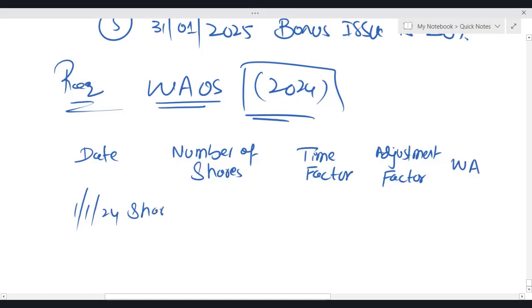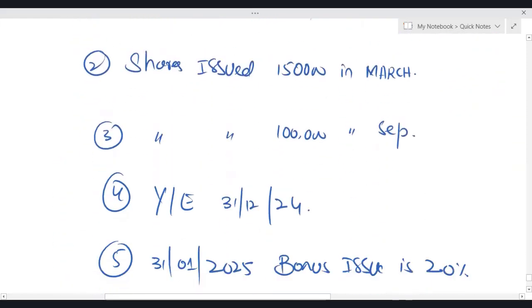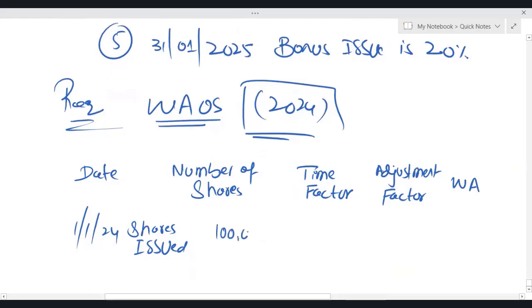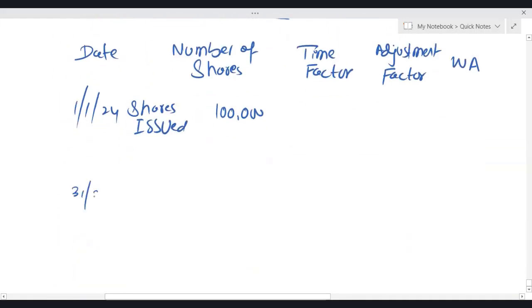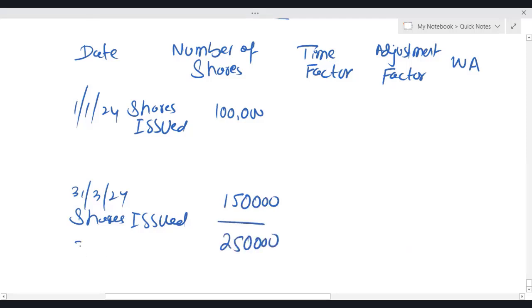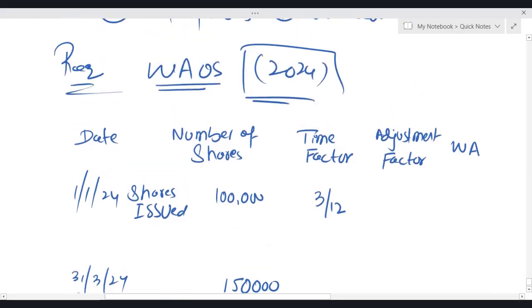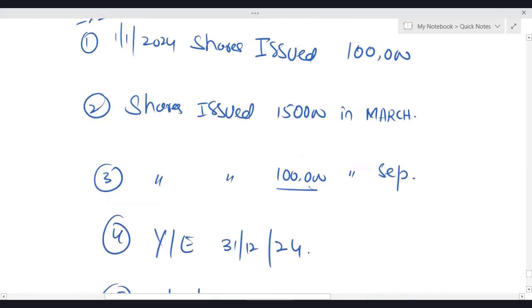On 1/1/24 shares issued: we have 100,000 shares in January. Then in March, 1,50,000 shares were issued. Total becomes 2,50,000. From 1st January till March, the time factor is 3 months. After March, in September, they issued 1 lakh shares.